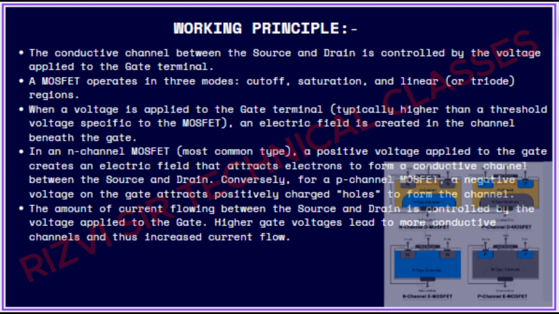In an N-channel MOSFET, the most common type, a positive voltage applied to the gate creates an electric field that attracts electrons to form a conductive channel between the source and drain. Conversely, for a P-channel MOSFET, a negative voltage on the gate attracts positively charged holes to form the channel. The amount of current flowing between the source and drain is controlled by the voltage applied to the gate. Higher gate voltages lead to more conductive channels and thus increased current flow.